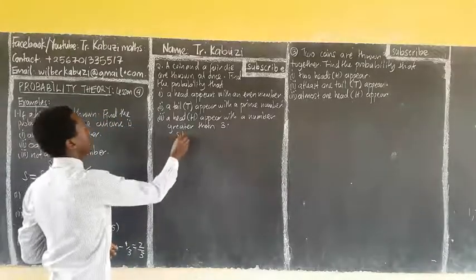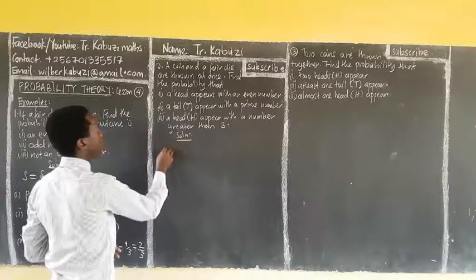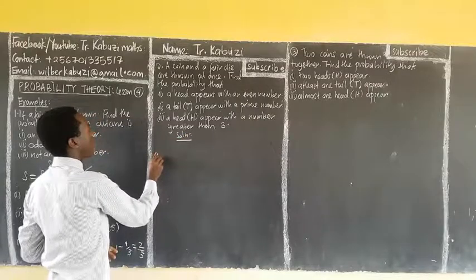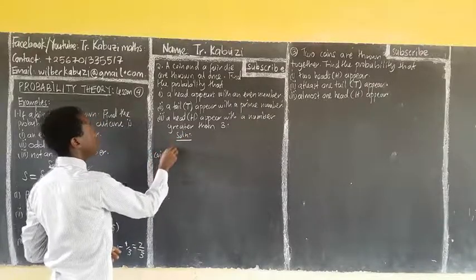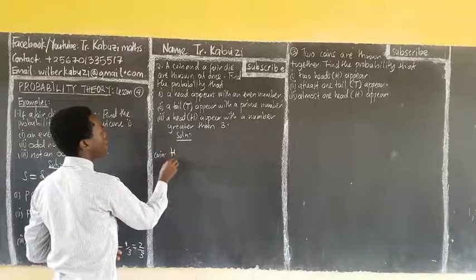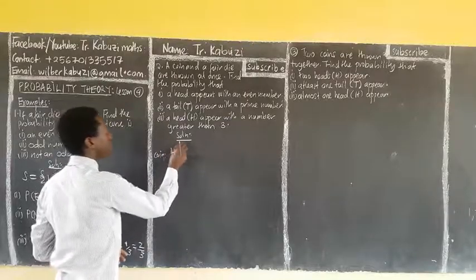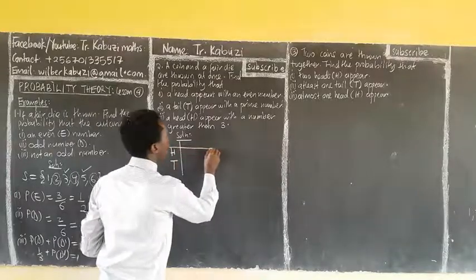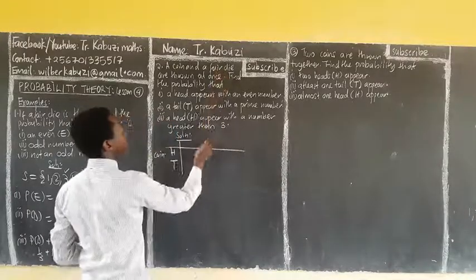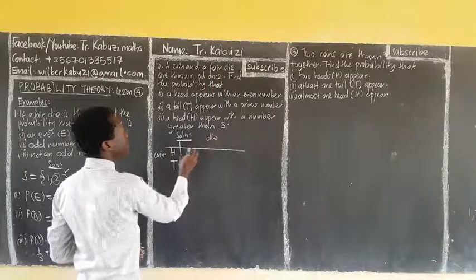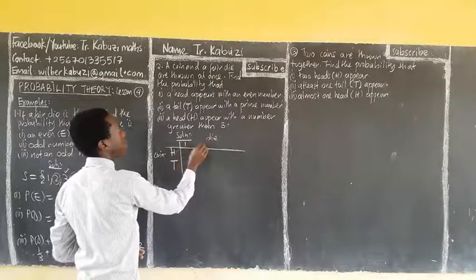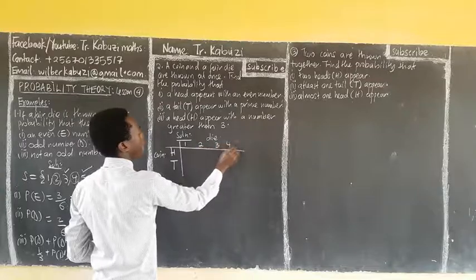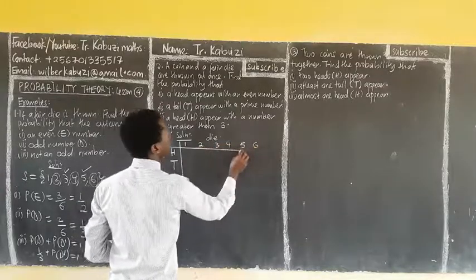So in our solution, for our sample space, we have a coin on this side, which has a head and then a tail. Then up here, I'm going to put my die. So my die is going to be there, numbered 1, 2, 3, 4, 5, up to 6.